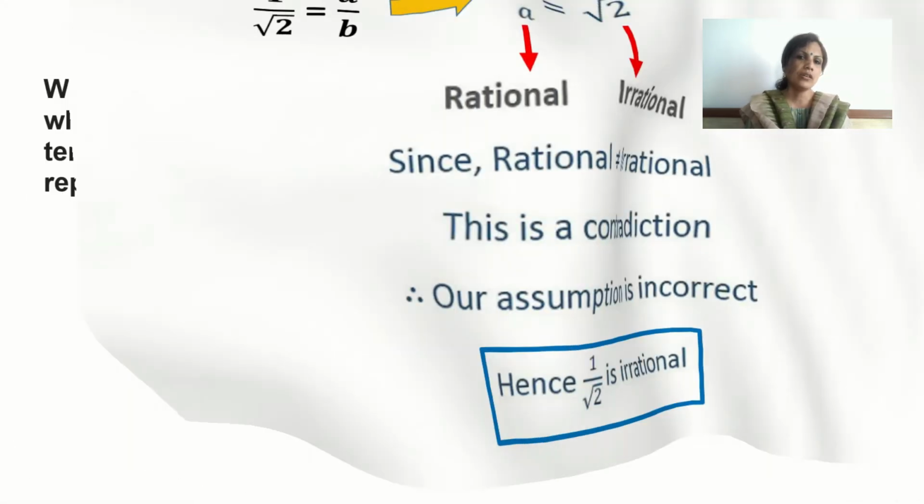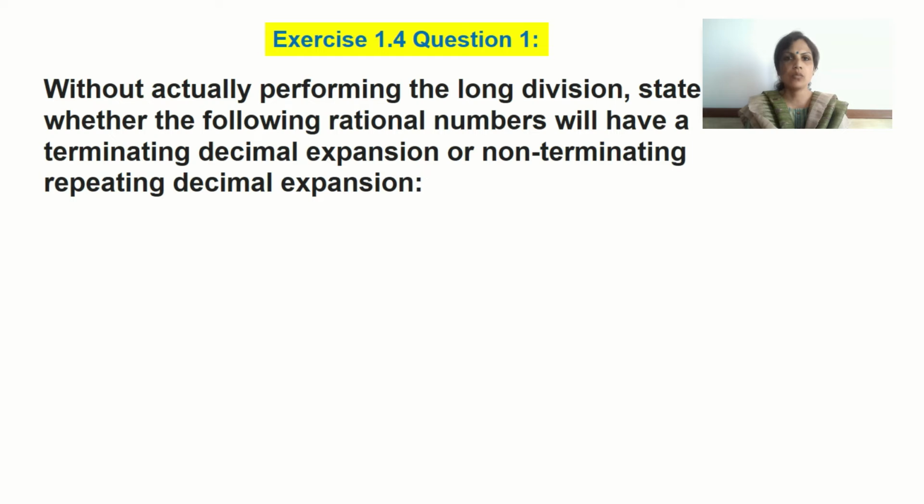This is question 1 from exercise 1.4. The question is, without actually performing the long division, state whether the following rational numbers will have a terminating decimal expansion or non-terminating repeating decimal expansion. Now see, we are not actually doing the division process. Then how will we come to know whether the decimal expansion is terminating or non-terminating and repeating?